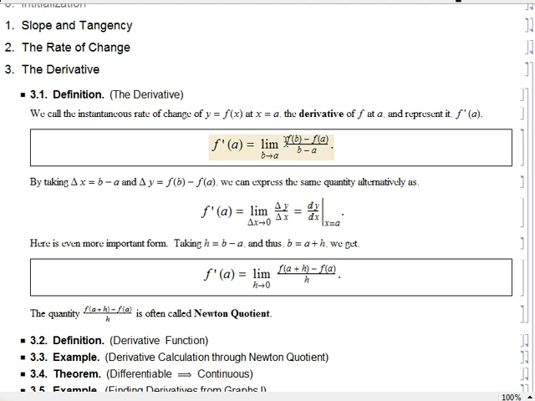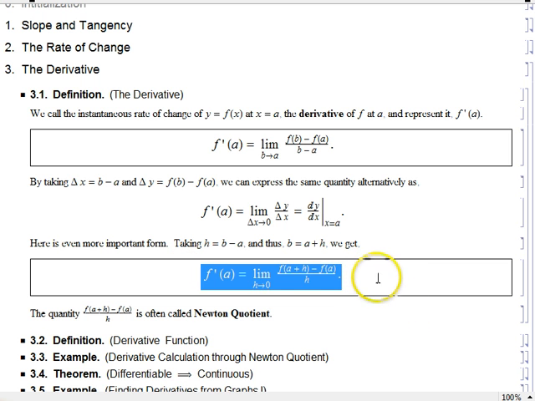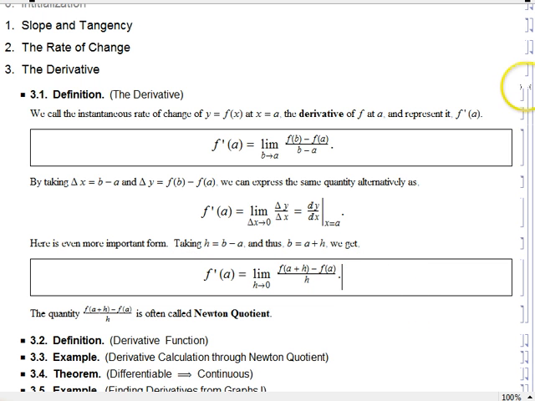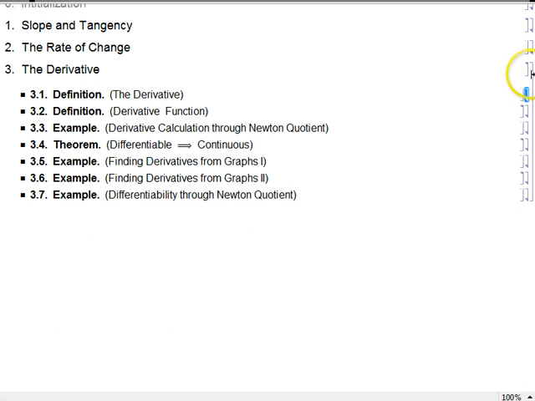From the slope of the secant line, we get this notation, f of b minus f of a over b minus a, and then taking a limit, we get the derivative. By substituting b as a plus h, and b minus a consequently as h, we get this equivalent notation. This quantity is called the Newton quotient, and this is probably the easiest way to calculate the derivative directly from the definition. Let's go over to a problem where we really have to do that.